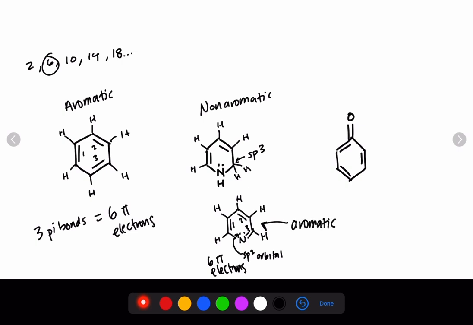Now, let's look at the third molecule. I'm going to add in my lone pairs and my implicit hydrogens.